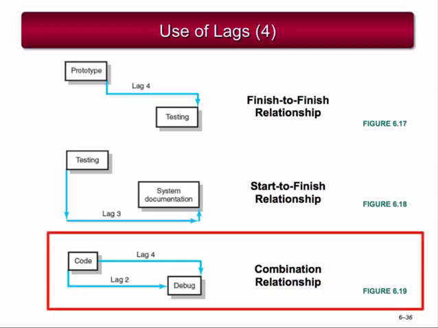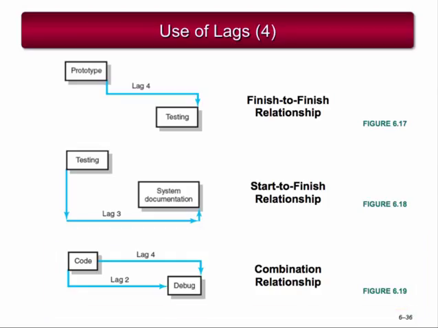In the combination of lag relationships, more than one lag relationship can be attached to an activity. These relationships are usually start-to-start and finish-to-finish combinations tied to 2 activities. For example, debugging cannot begin until 2 time units after coding has started. Coding must be finished 4 days before debugging can be finished.